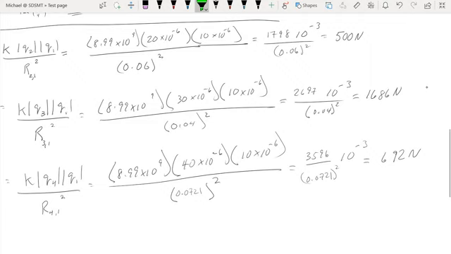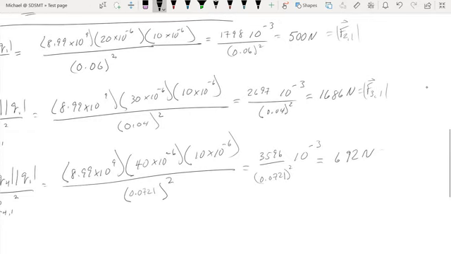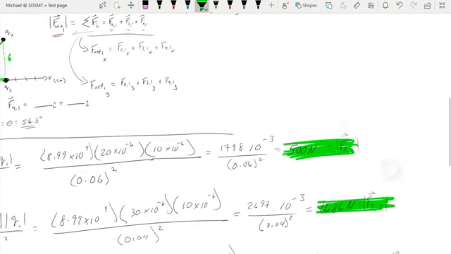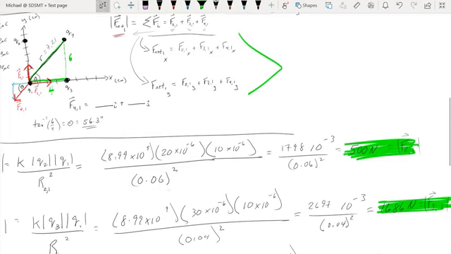Alright, so we have our magnitudes for the respective forces, force 3,1 and force 4,1. Thought the highlighter was bigger than that. So these are the values that we need to use in our sum of forces expression. Starting with the net force in the x direction.